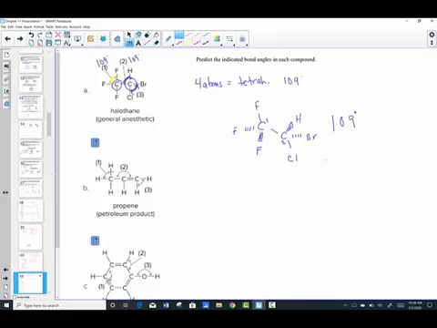Letter B. Here we have a carbon attached to 4 atoms, therefore it's tetrahedral. That bond angle is 109 degrees. This carbon is attached to just 3 other atoms, so it's called trigonal planar, which is 120 degrees. This carbon is attached to 3 other atoms, so it's also trigonal planar, which makes it 120 degrees.